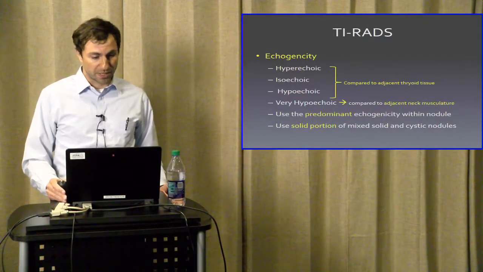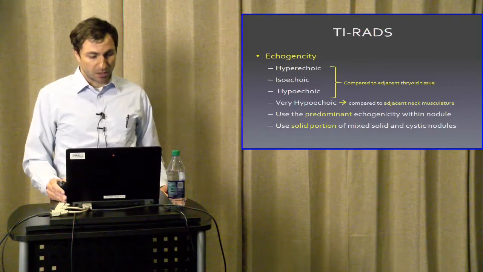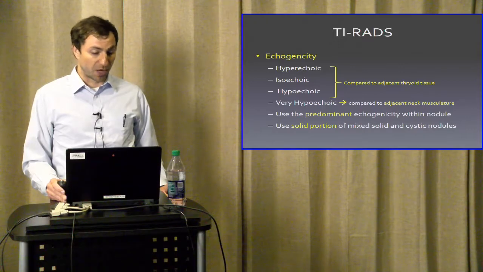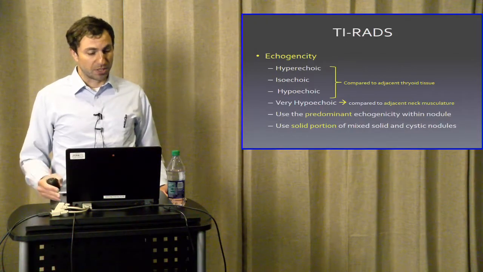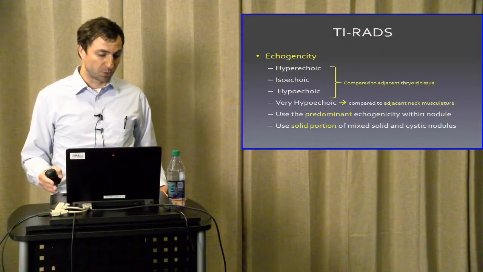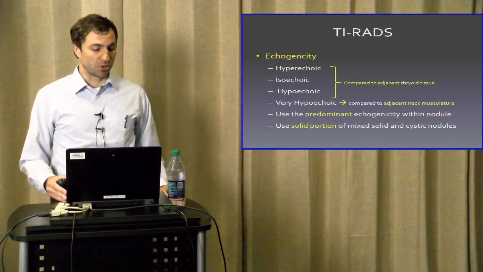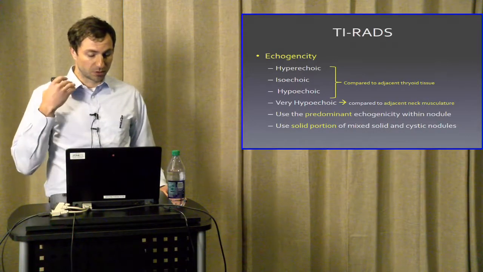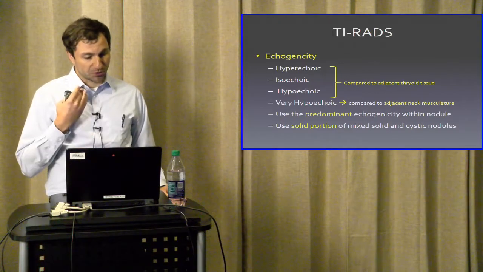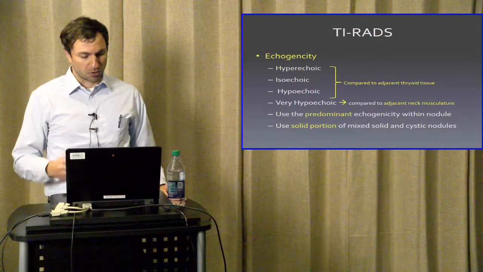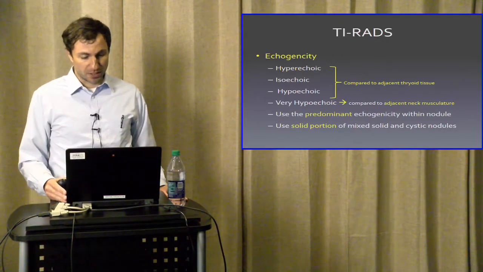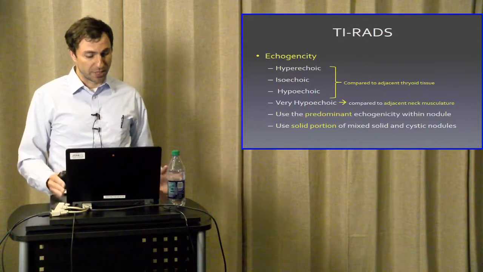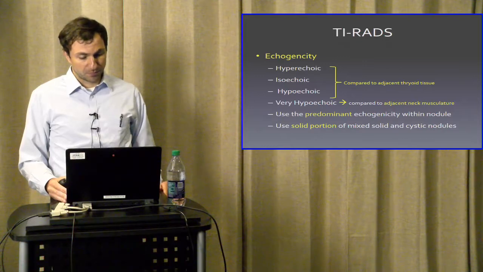So the second category is echogenicity, and we compare the nodule to the adjacent thyroid tissue to determine where it falls on the echogenicity spectrum. You can have hyperechoic, essentially brighter than the adjacent thyroid; isoechoic, which can be hard to distinguish from the adjacent thyroid; and hypoechoic, which is darker or less echoic than adjacent thyroid. And as I mentioned earlier, we want to see the strap muscles, because nodules that are very hypoechoic are darker or less echoic than the strap muscles. And that's the most suspicious echogenic feature that a nodule can have.